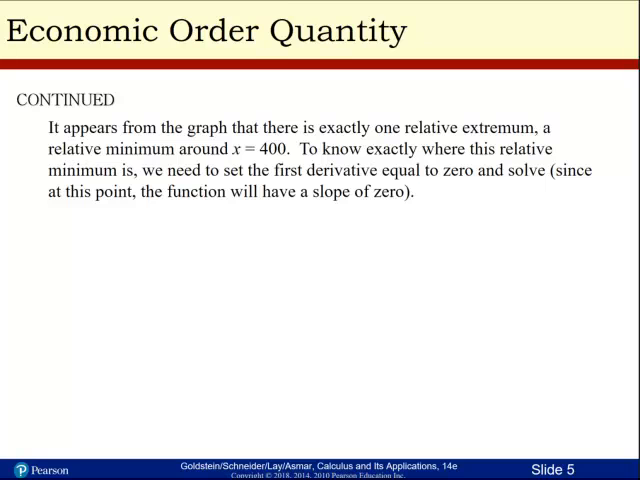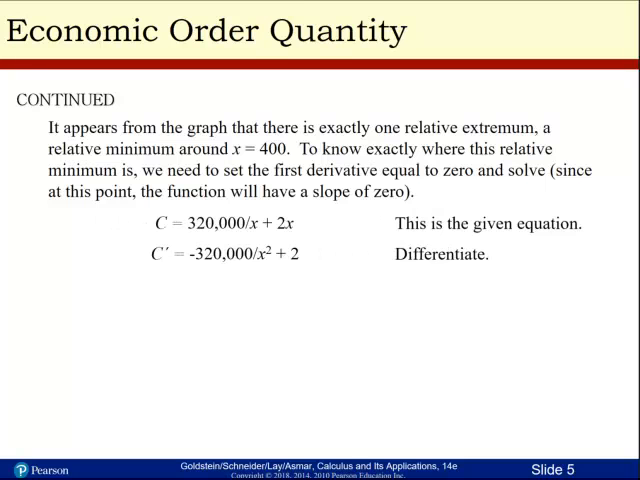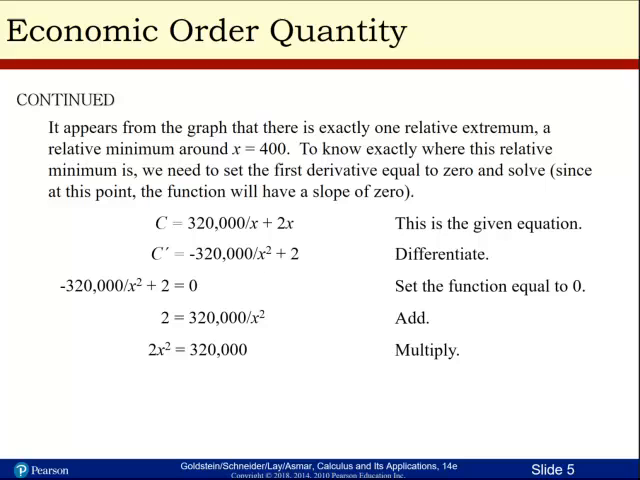we thought. To know exactly where this relative minimum is, we need to set the first derivative equal to 0 and solve, since at this point the function will have a slope of 0. So we write down our cost equation and we take our derivative. That's going to be negative 320,000 over x squared plus 2. Set that equal to 0. Then we're going to solve it for x.